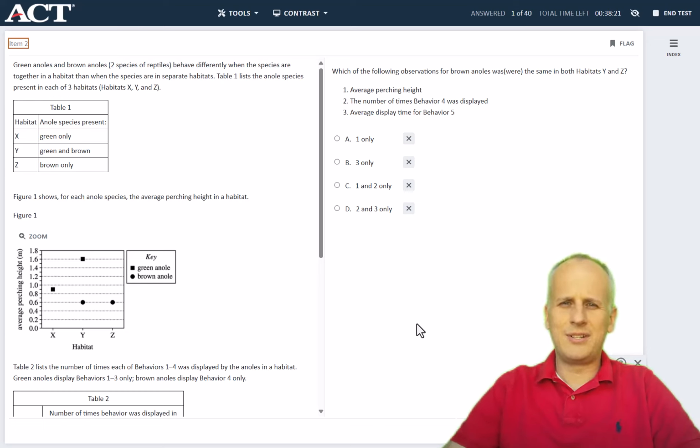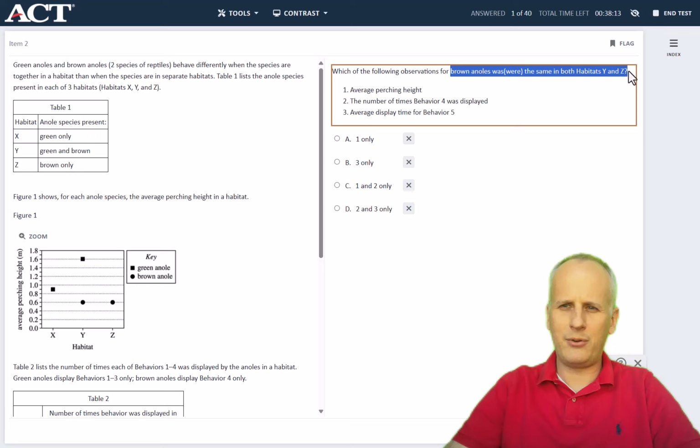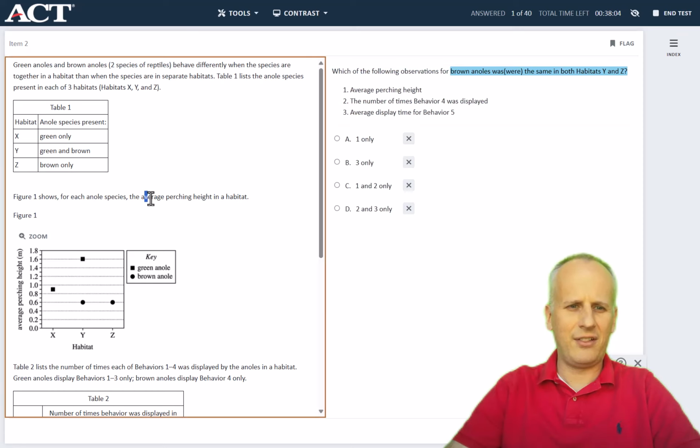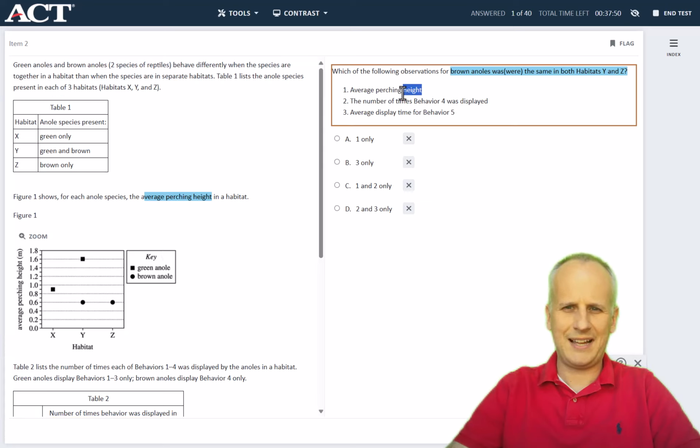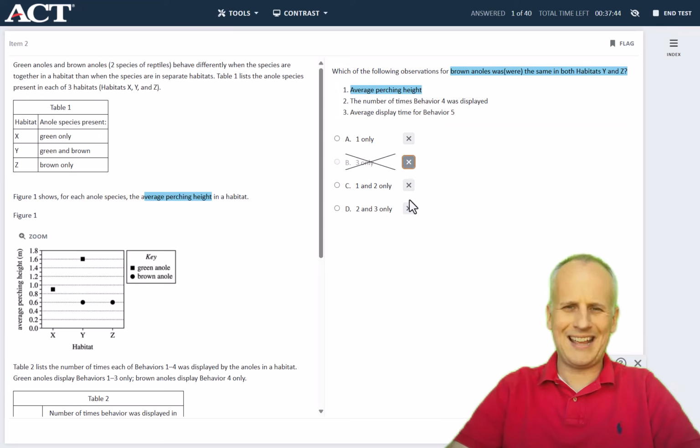Then we've got our next question, which says, which of the following observations for brown anoles were the same in both habitats Y and Z? So I'm going to just highlight brown anoles were the same in both habitats Y and Z, and I'm going to focus on this average perching height first. And I find that on the left-hand side here, and it's pertaining to figure 1. And we're talking about brown anoles, and I can see that's the little round circle here, and I see that the perching height is indeed the same for Y and Z, so I'm going to just highlight this for clear reference so I know that that is going to be the same, which allows me to eliminate any answer choices that do not have number 1 as part of it.